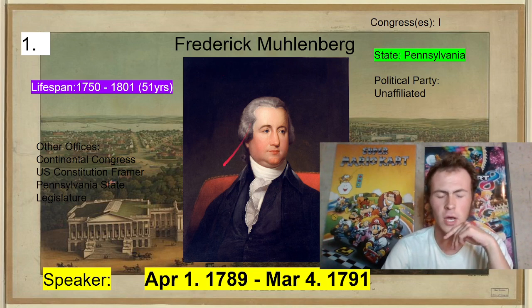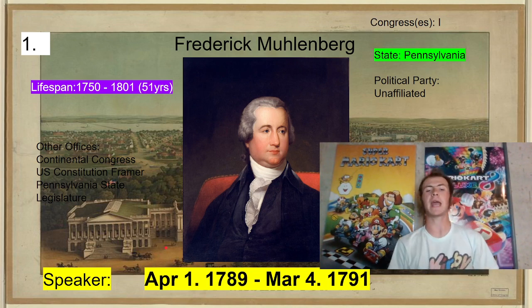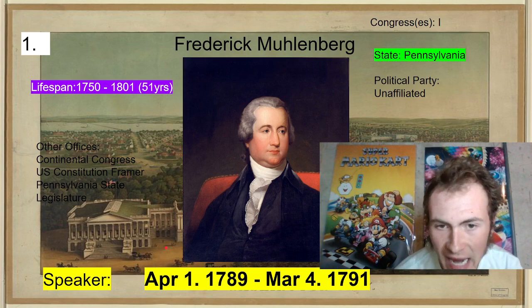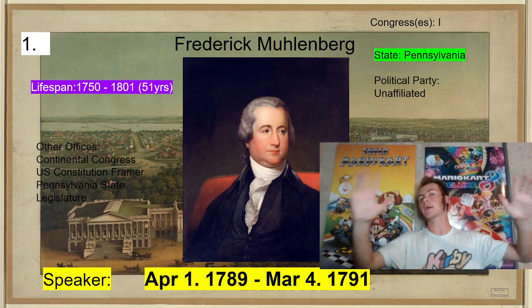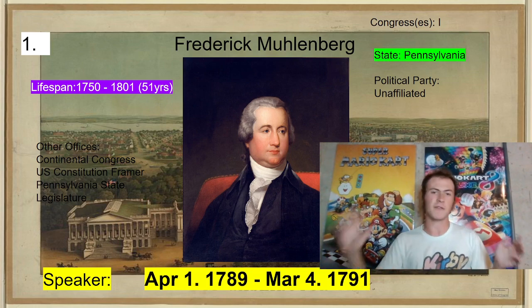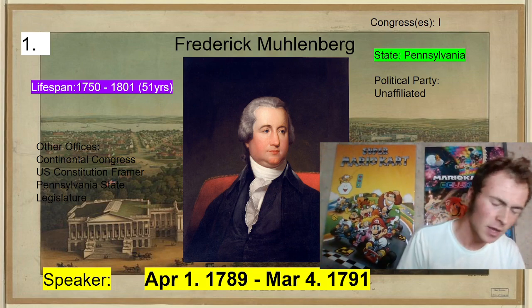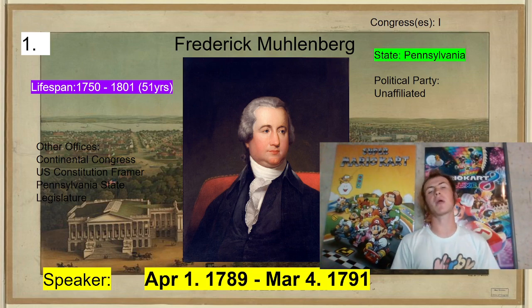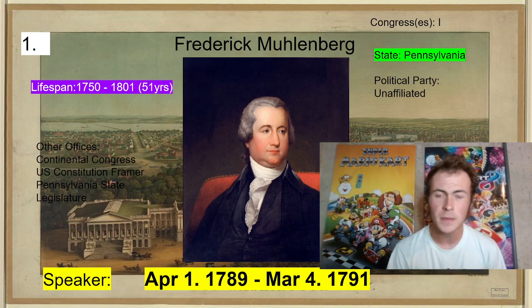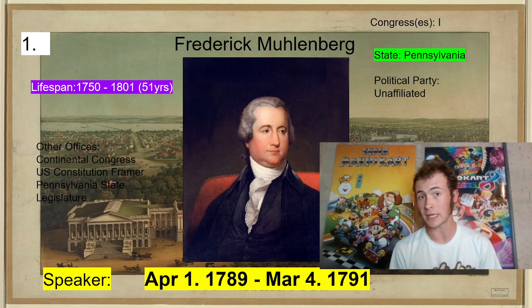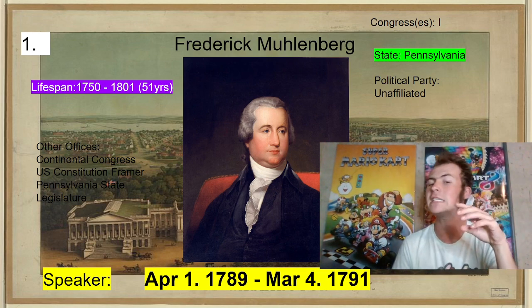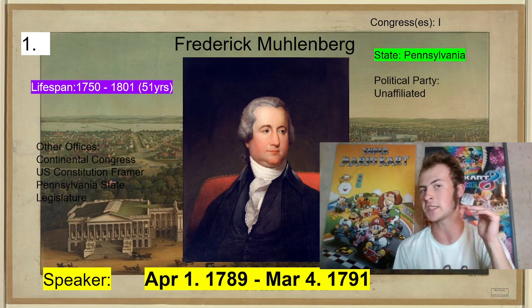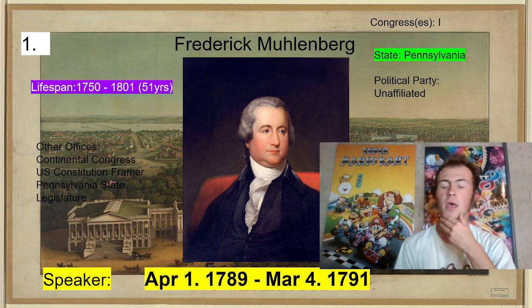Frederick Muhlenberg. He took office on April the 1st, 1789. As you know, 1789 in American government is basically where everything goes down. The Constitution was written in 1787, but it took them a couple of years to get it fully ratified by every state. So by the time we get to 1789, just about all 13 states are on board with it.